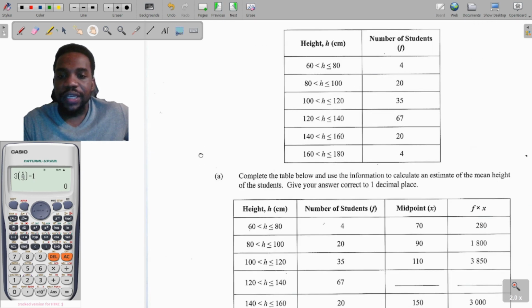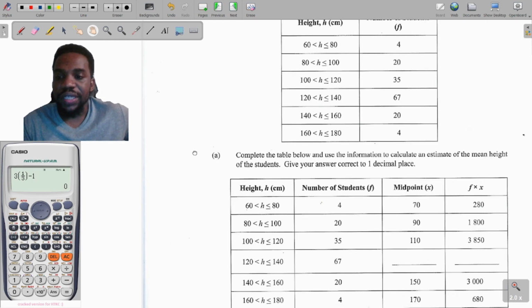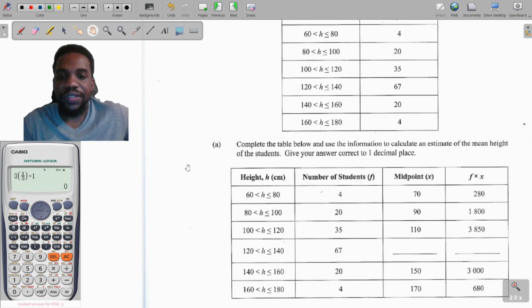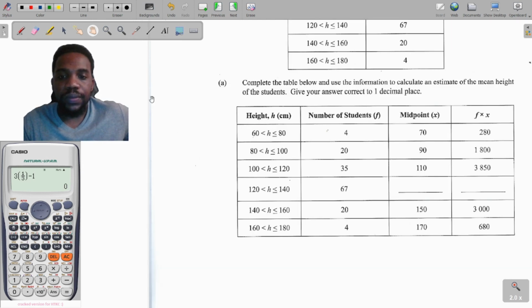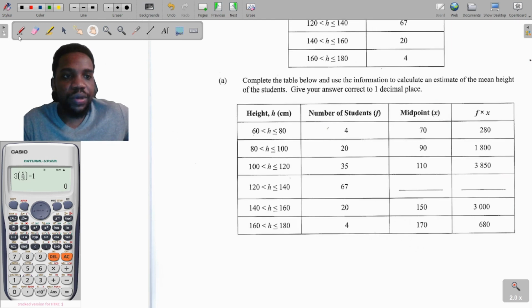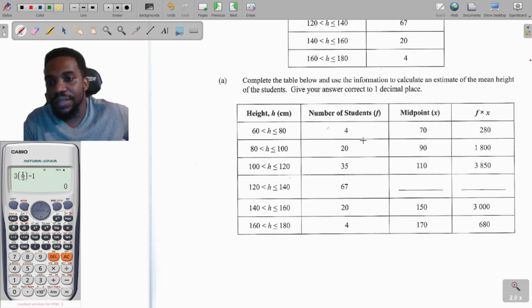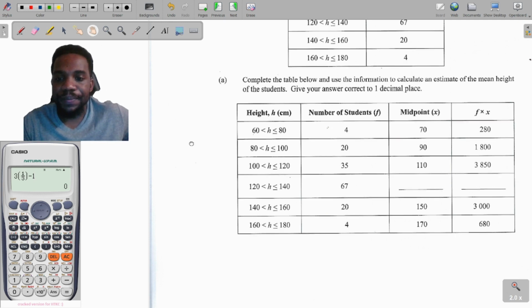It says complete the table below using the information to calculate an estimate of the mean height of students, giving your answer correct to one decimal place. Alright, so we're going to complete this table here. Now, one thing we should notice is that we have the number of students here, which is my frequency, and we have the midpoint here, which is the midpoint of the height, and we have the frequency multiplied by x, which is the midpoint. Good. Alright, so let's complete the table.